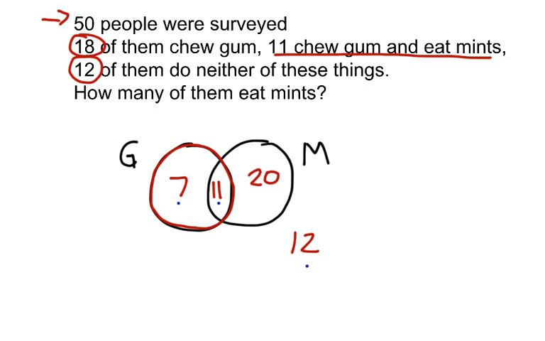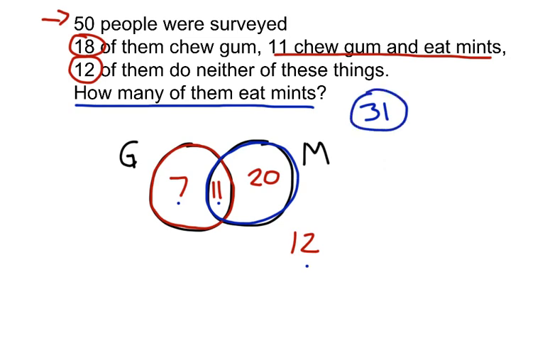Once my diagram's complete, I can go back and answer the question. And the question said, how many of them eat mints? Well, the people that eat mints are the people that are inside the mints circle. And I've got a total of 31 people inside that circle. So 31 people eat mints.